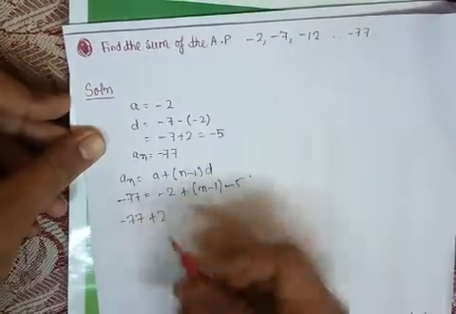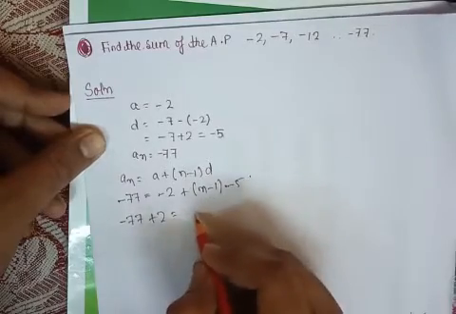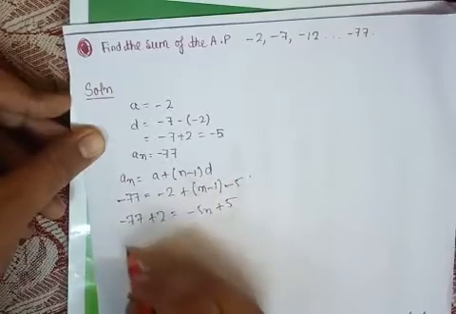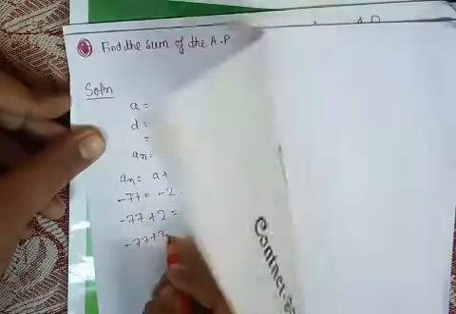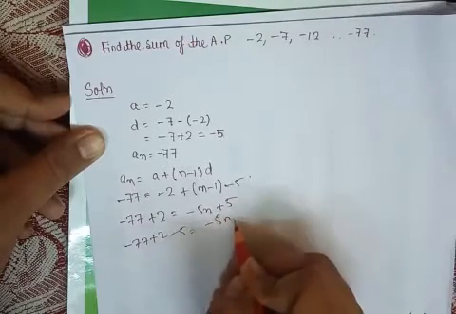This 2 goes here, so this becomes +2. This becomes -5n plus 5. -77 plus 2 minus 5 is equal to -5n.